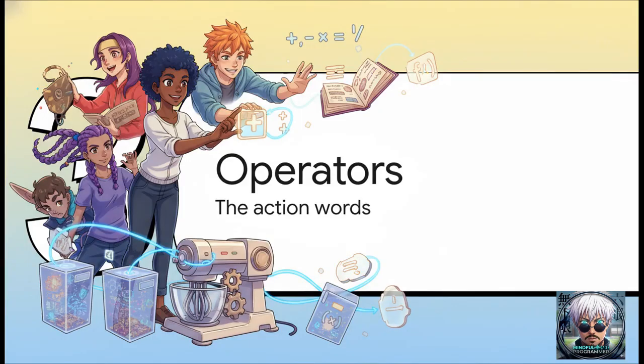All right, we've got our ingredients, and we've stored them in the right kind of boxes. Now it's time for the fun part, actually doing something with them. And that's where operators come in. Think of these as the action words of programming. They let us do all the calculations.